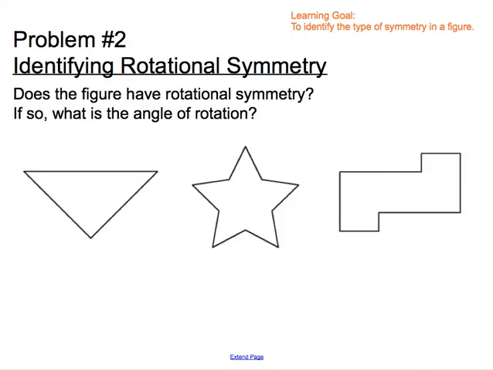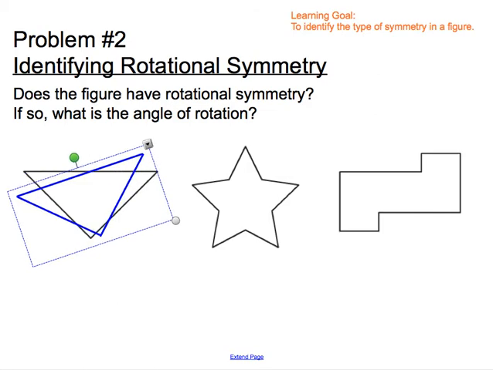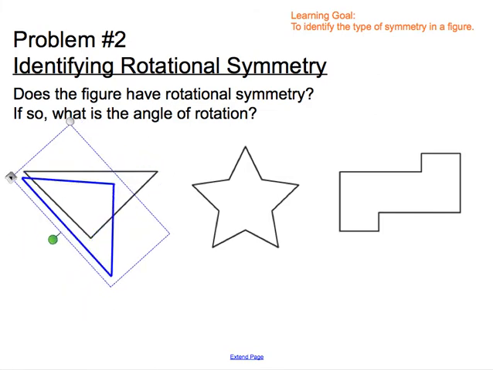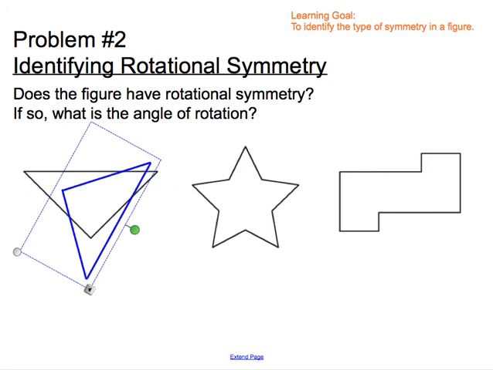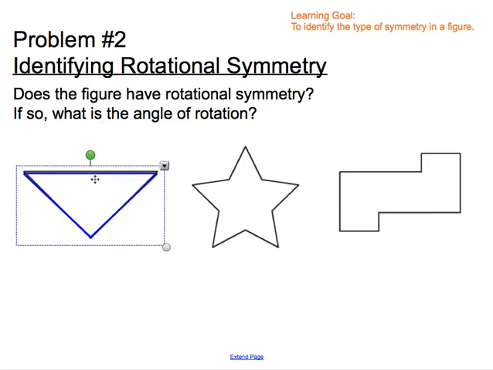So rotational symmetry. We're asked, does the figure have rotational symmetry? If so, what is the angle of rotation? Well, the first thing that I'm going to do is I'm going to recreate these figures. So here I've recreated the triangle and I'm going to try and rotate it 180 degrees or less and have it look exactly the same as it is now. You can see that at no time in 180 degrees does this triangle ever look the same as it does in black. So this figure does not have rotational symmetry.